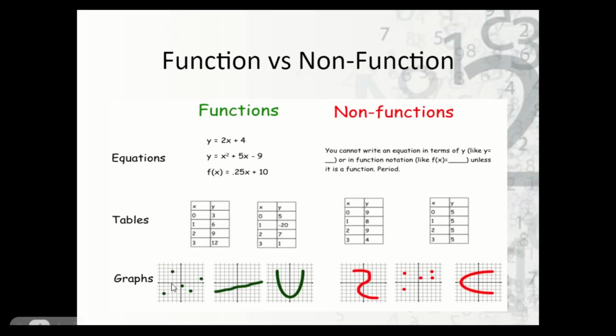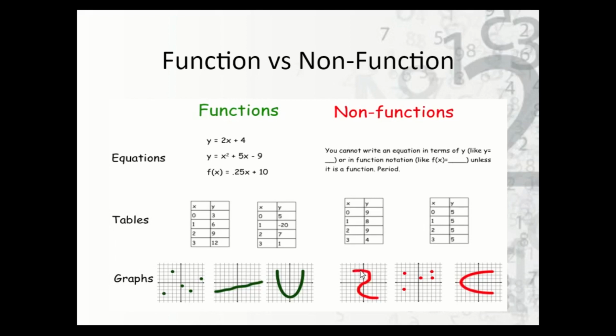So we have a bunch of dots here. We have tables, we have equations. We can see it in various different ways. But if we notice here, there's an x value at x equals negative 4, and y is negative 3. There's no other y value that matches with it. Same thing with all of these. Here we have a straight line. I can pick any x value, and there's only one y that matches it. Here, again, same thing.